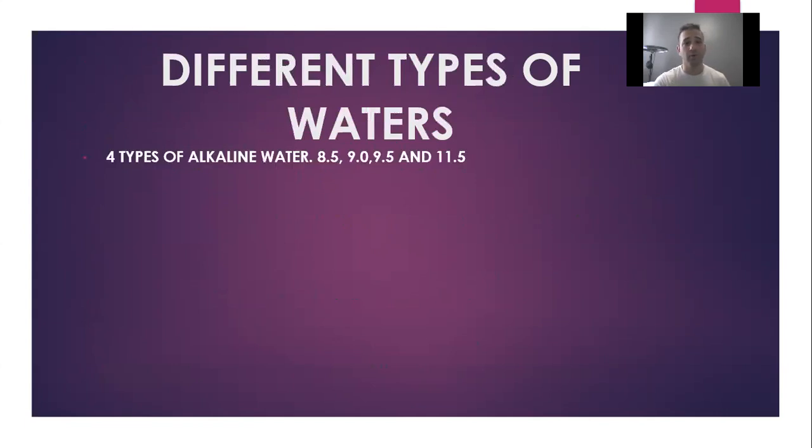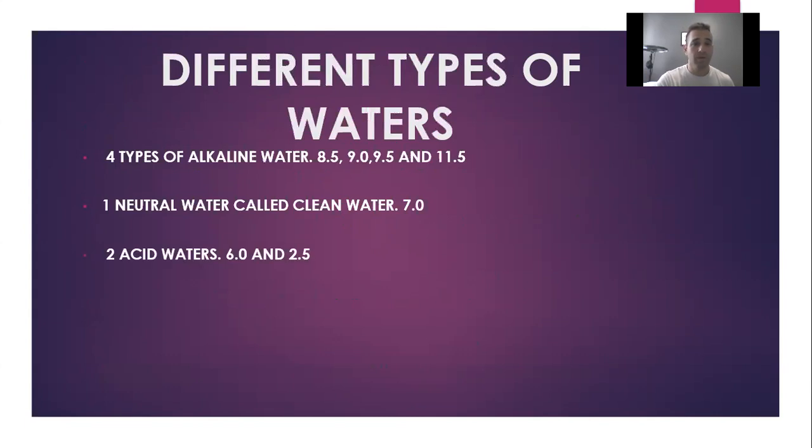So we have 4 types of alkaline water produced by the ionizer. We have 8.5, 9, 9.5, and 11.5. We have 1 neutral water, clean water. We have 2 acid waters that we promote, 6.0 and 2.5.